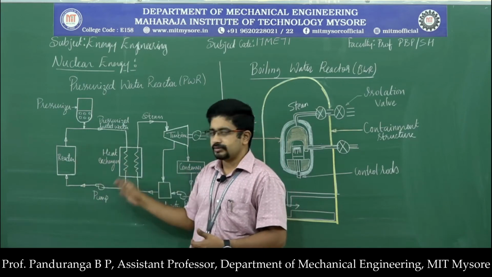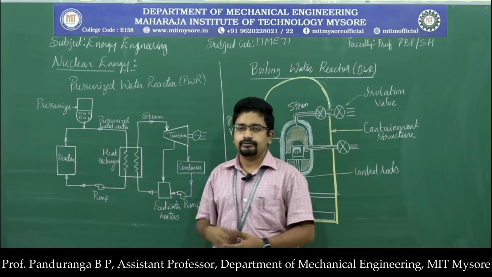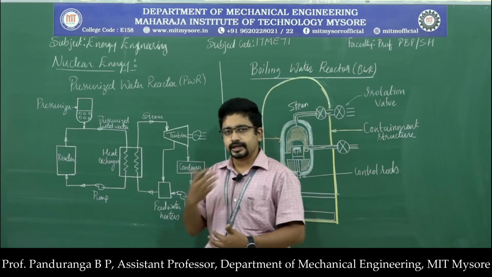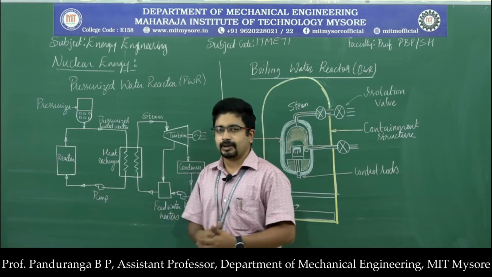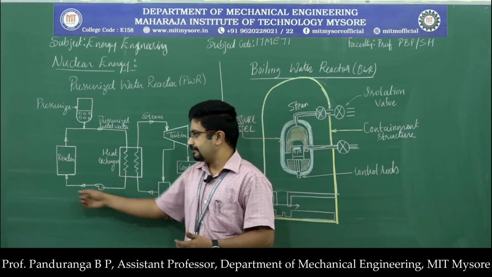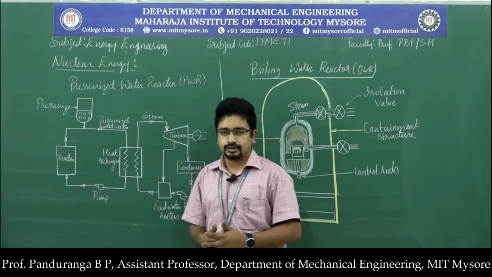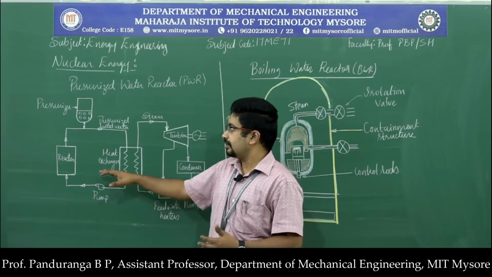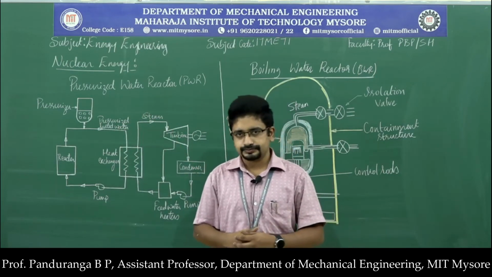To keep the circulation flowing, since everything is at the same pressure, we need a driving force to circulate water in the primary loop. For that purpose, we have a pump here. So this pumps water from the heat exchanger to the reactor core. So this is the working of the pressurized water reactor, or PWR.